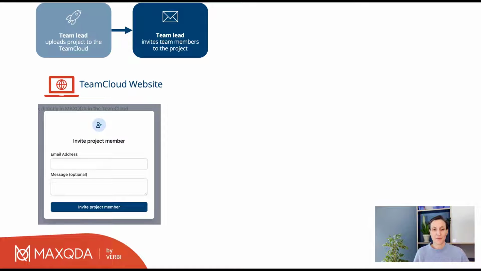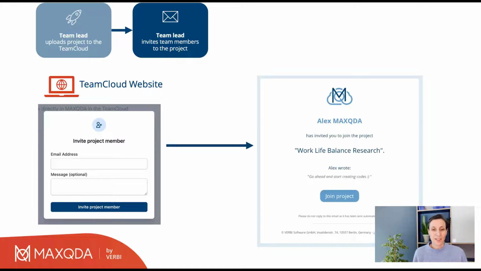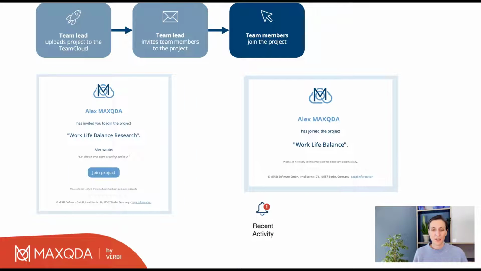In the next step, the team lead invites the team members to join the project. This is done within the TeamCloud website. MAXQDA will automatically guide you to the place where you can then enter the email address of each of the project members to invite them and add a message if you need to. The team members then receive an email that they are invited to join a project. If they click on the Join Project button, the team lead again gets an email notification that the team member has joined. And within MAXQDA, there's also recent activity for each of the projects. So they will always see if there's any news to the project that they are managing as a team lead.